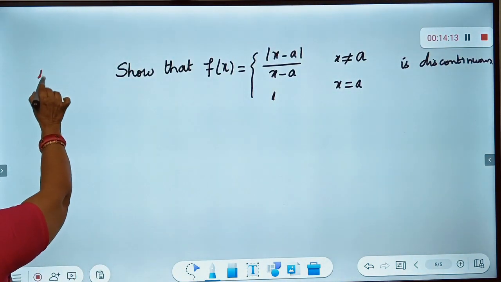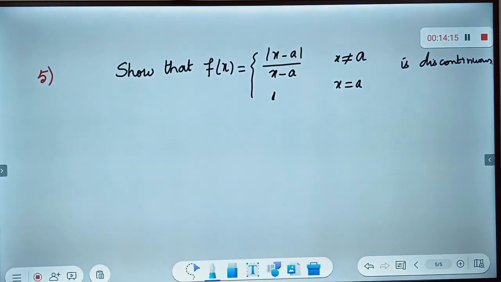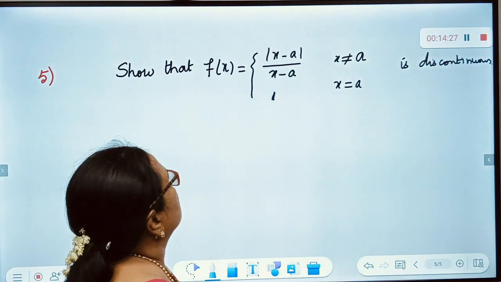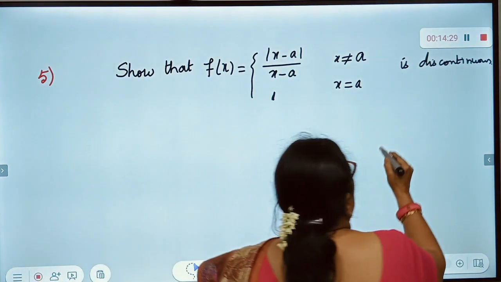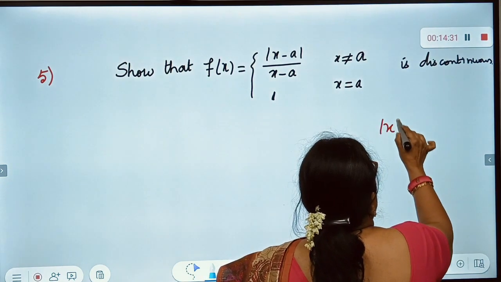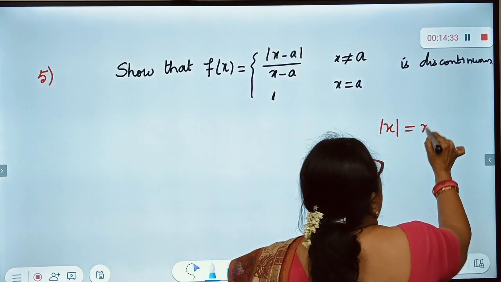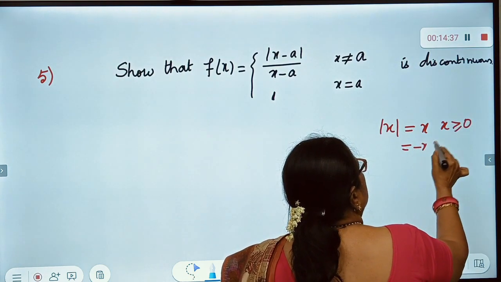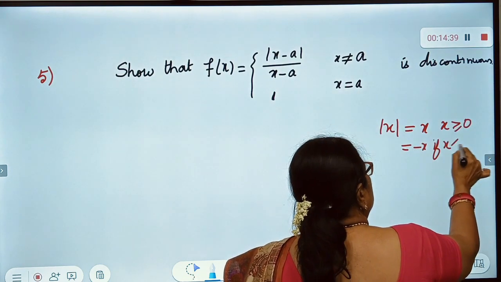Now, let us look at the next problem. You have to show that f of x equal to modulus of x minus a by x minus a when x is not equal to a, and 1 when x equal to a, is discontinuous. Let us recall the definition of modulus of x. Mod x is x when x is greater than or equal to 0, and minus x if x is less than 0.